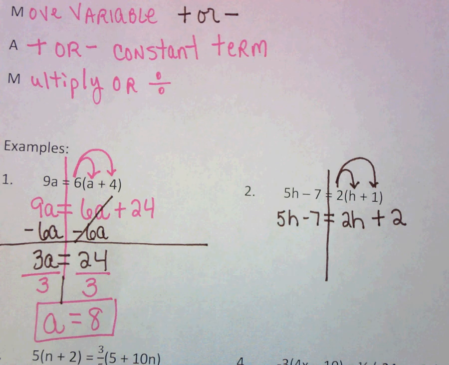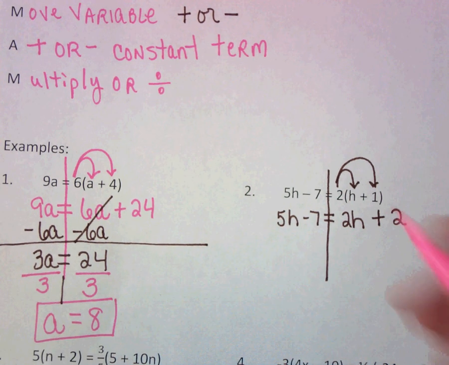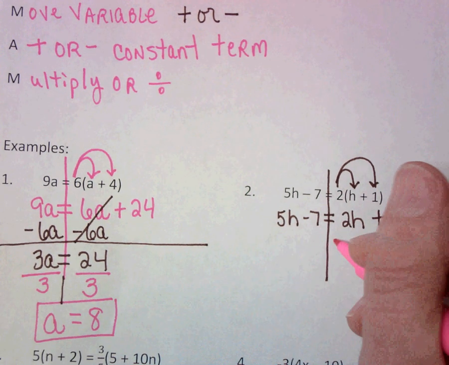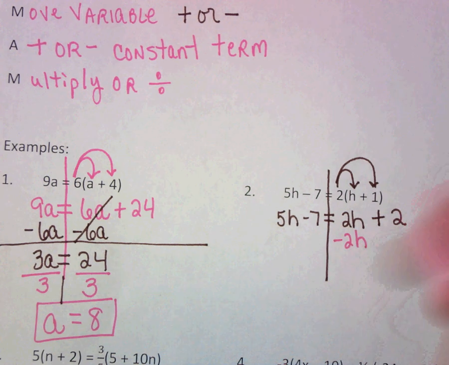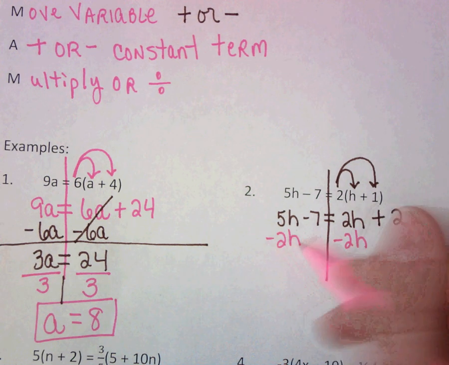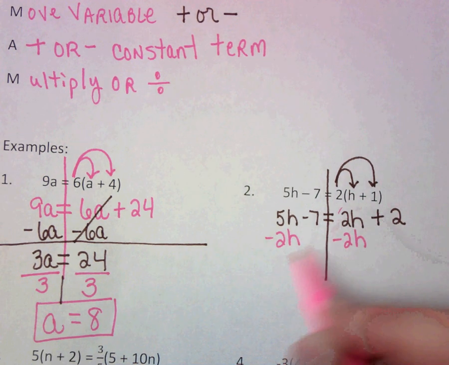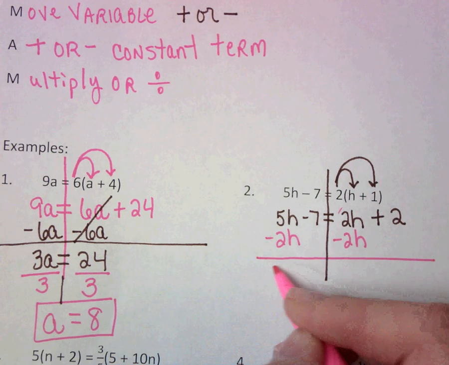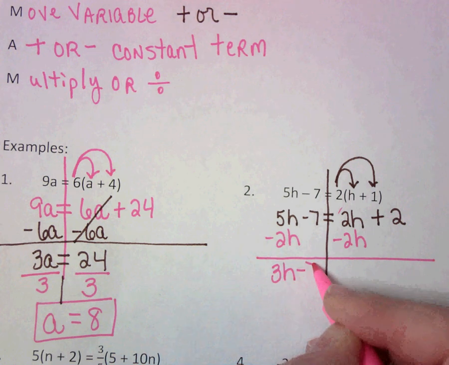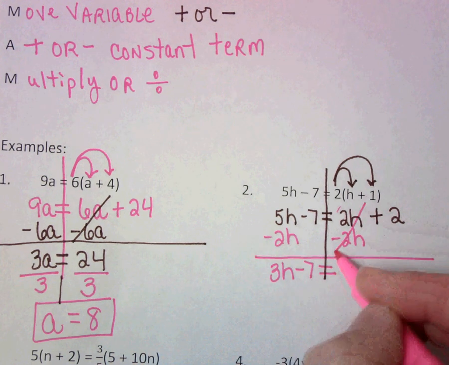Move our variables to the same side. Remember, you can move it to whatever side you want. It doesn't matter. If you always like your variables on the left, always move them to the left. I like to move the smaller one. This is positive 2h, so we're going to subtract 2h. That gives me 3h minus 7 equals 2.